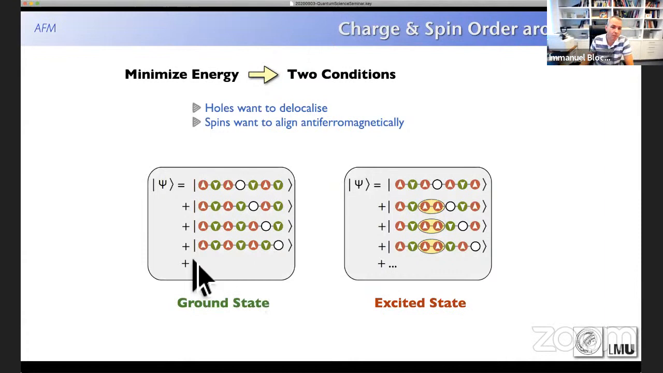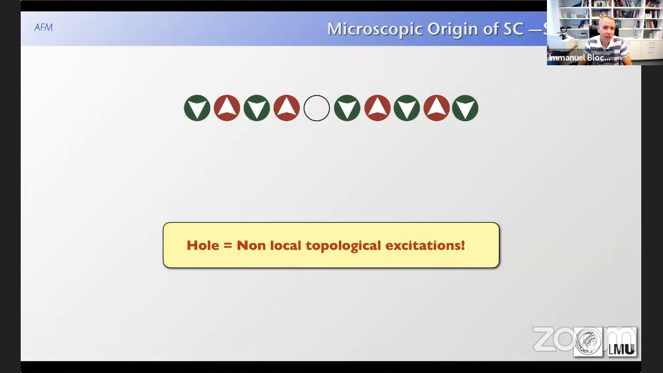And it turns out the best ground state you can form, the lowest energy state you can form, is the following one, where the hole is in a superposition of being everywhere, completely delocalized in the system to minimize kinetic energy. And the spins are actually aligned antiferromagnetically around this hole rather than ferromagnetically, as they would be if we had just kicked one particle. So if you think of a single hole, what it actually does is it basically creates a domain wall in the system, a non-local, as we say, topological excitation.